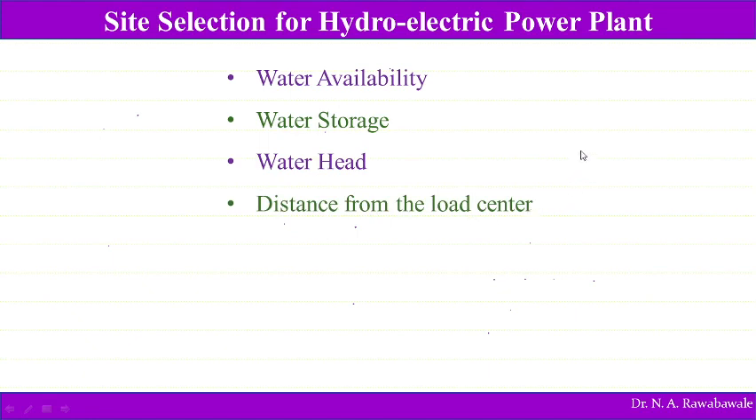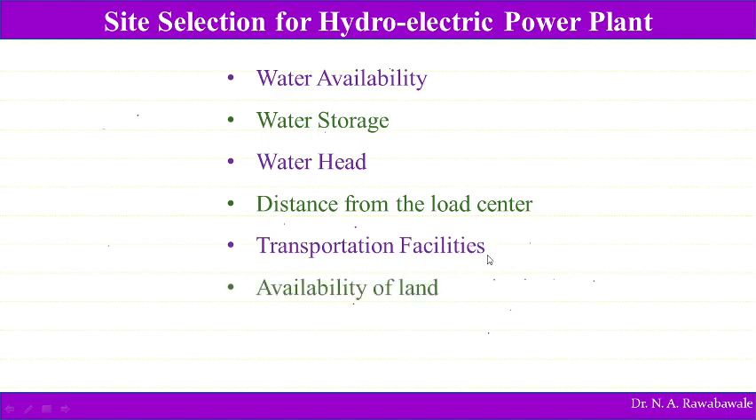Distance from load center. Wherever we generate electricity with a hydroelectric power plant, it should be very close to the load center, in the sense of industrial areas or cities, so that the transmission losses for the electrical energy generated will be less. That means the distance from the load center to the hydro power plant should be very small. Then transportation facilities should be there. If there is no transportation facility, it is very difficult to construct the dams as well as to install the hydroelectric power plant.